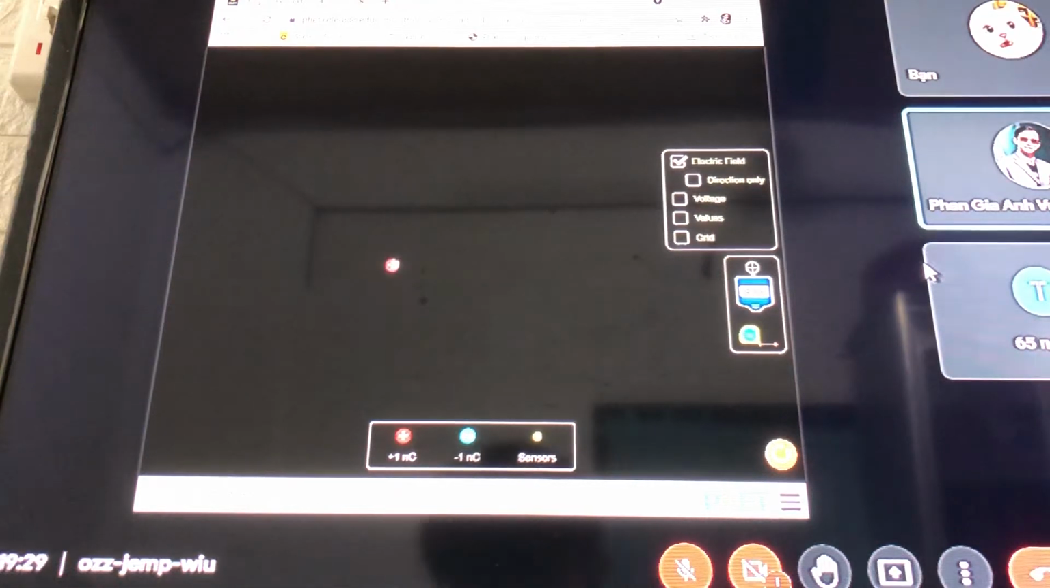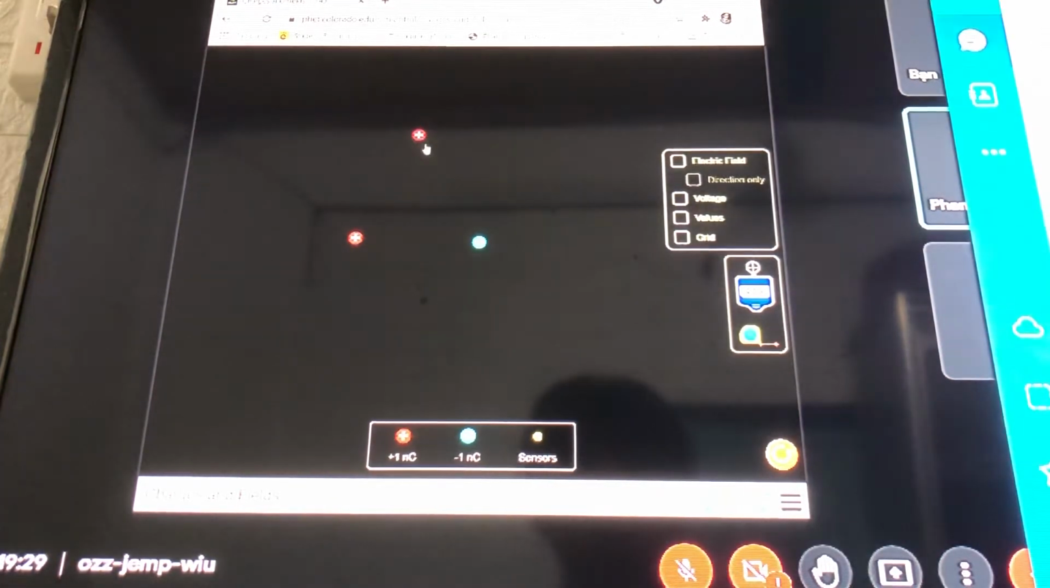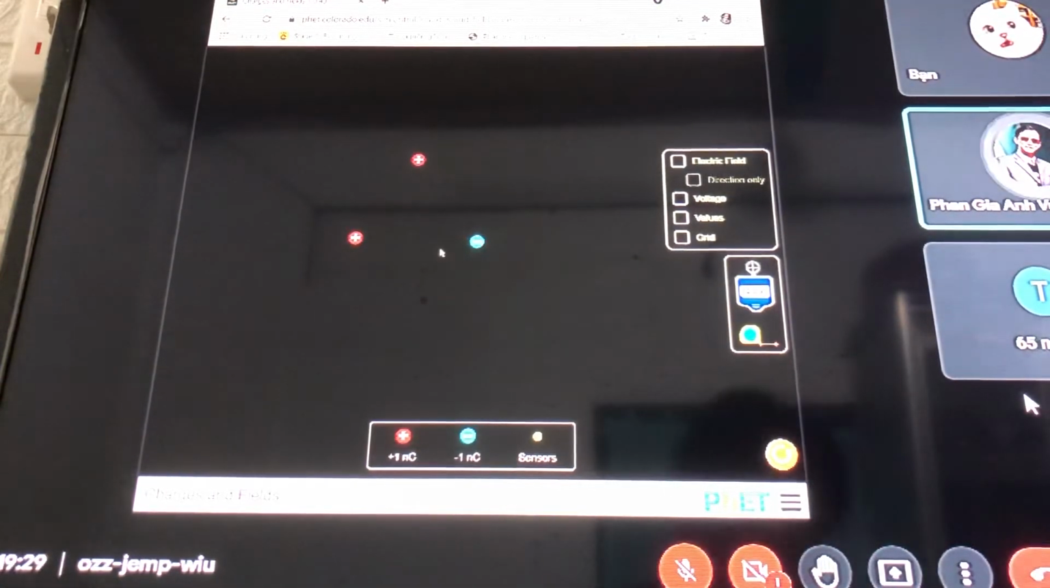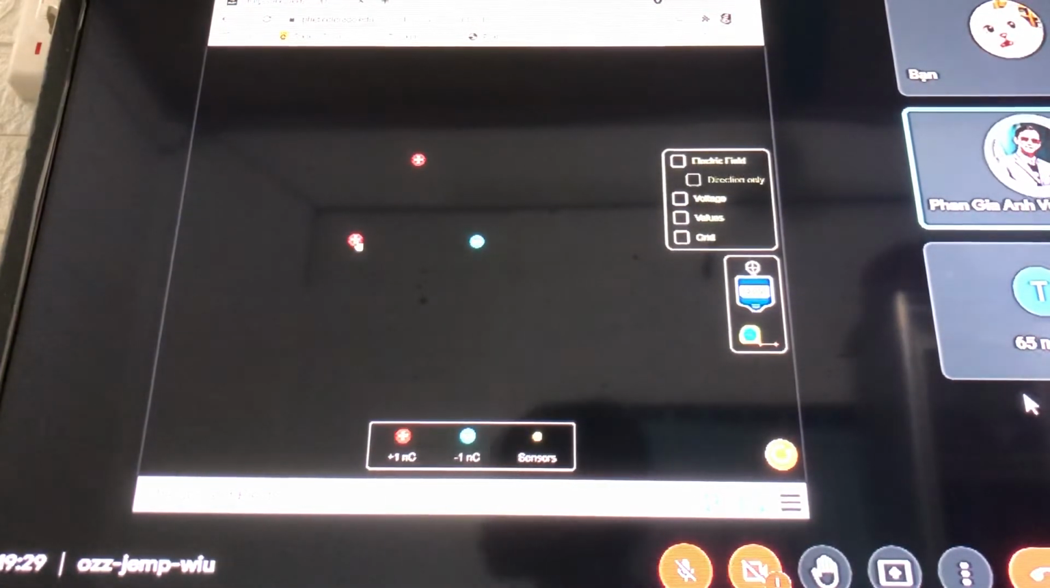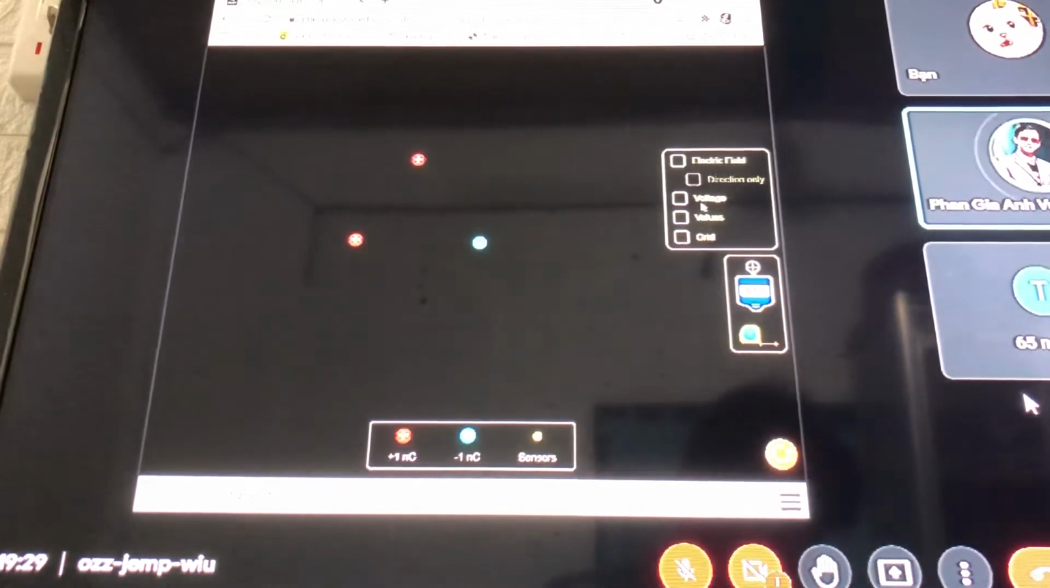Field. Let's say I have a charge here, a negative charge and a positive one, at the edge of the equilateral triangle. Okay. So what happens with the electric field at some point, some position?